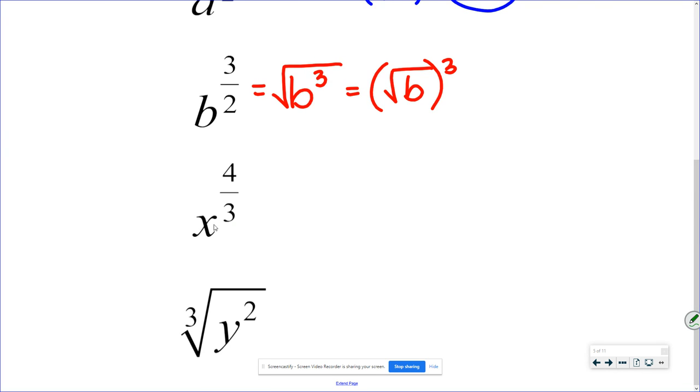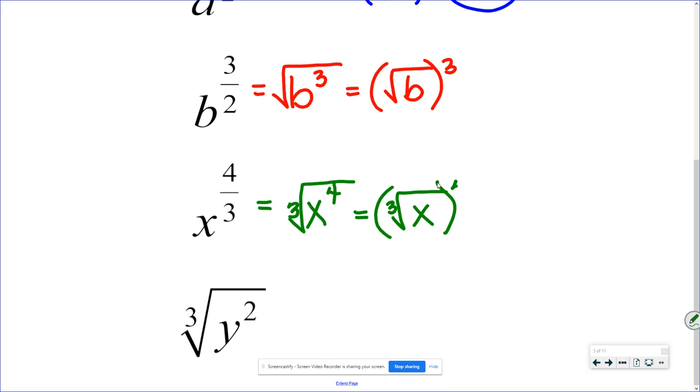So this one, x to the 4/3 power. Remember, the top number is still like the regular exponent. So this would be like x to the 4th power. And then the bottom number tells the type of radical. So this being a 3 means this would be a cube root. Or you could say that it is the cube root of x with the 4th power on the outside. Again, these two things are equal to each other mathematically. You can write it in either way.